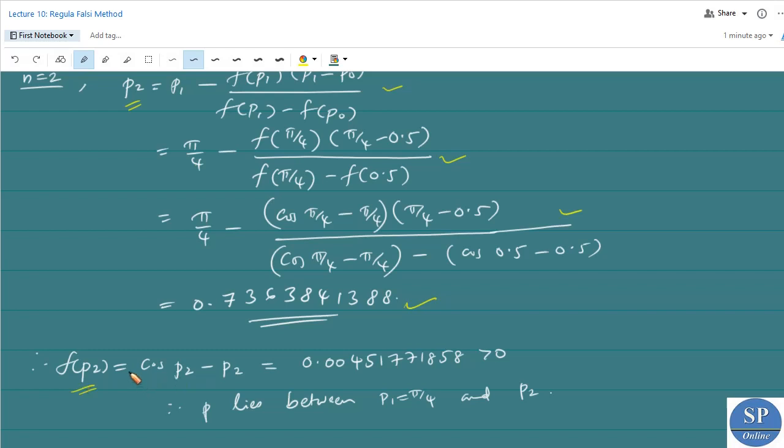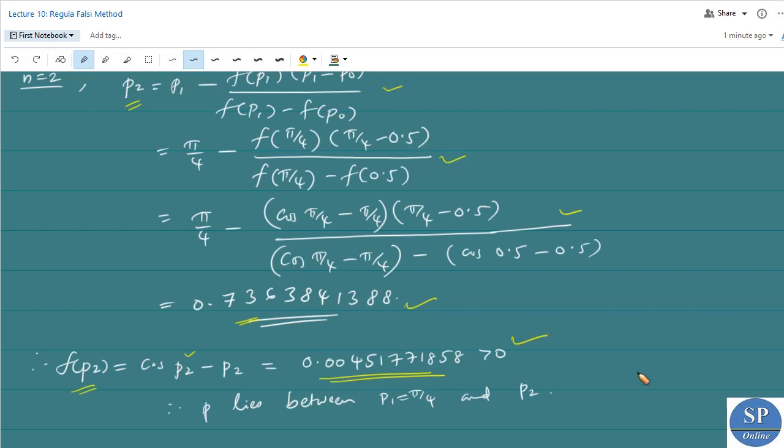So f of P2 is nothing but cos P2 minus P2, because f of x equals cos x minus x. So replacing P2 by this, we get the value of cos of this minus this. We get this by calculation, that is 0.040045177 etc., which is greater than 0.